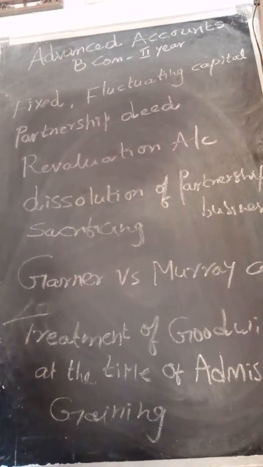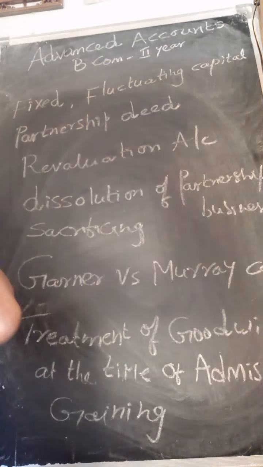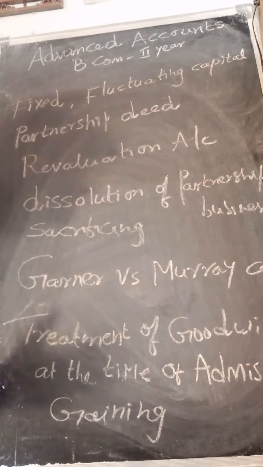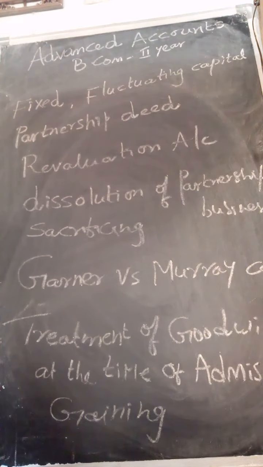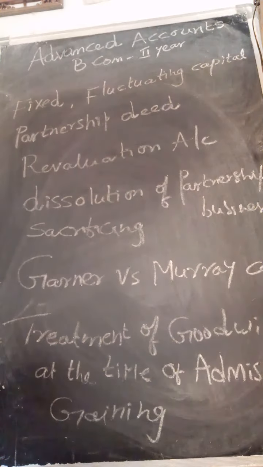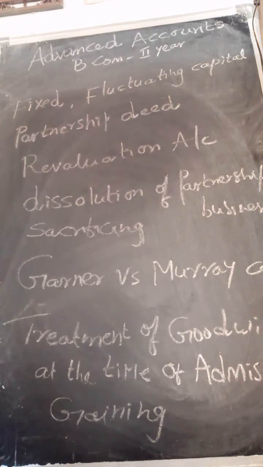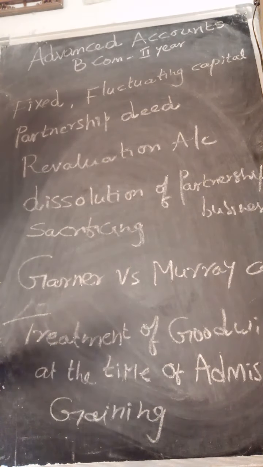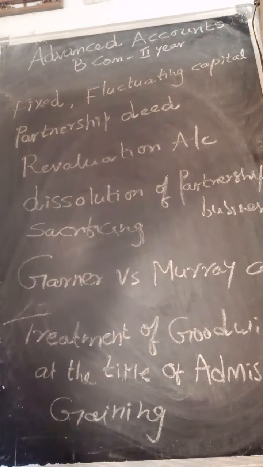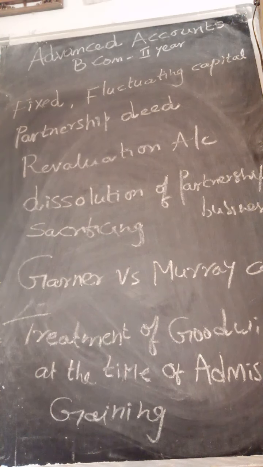Then, dissolution of the partnership business means the termination, means the winding up of the business permanently, is known as dissolution of the business. When the partnership firm is dissolved, the assets of the business will be sold and liabilities will be paid off. For this purpose, we prepare a realization account. How much an asset realized, how much a liability realized. The profit or loss made in this realization will be distributed to all the partners in their profit sharing ratio.